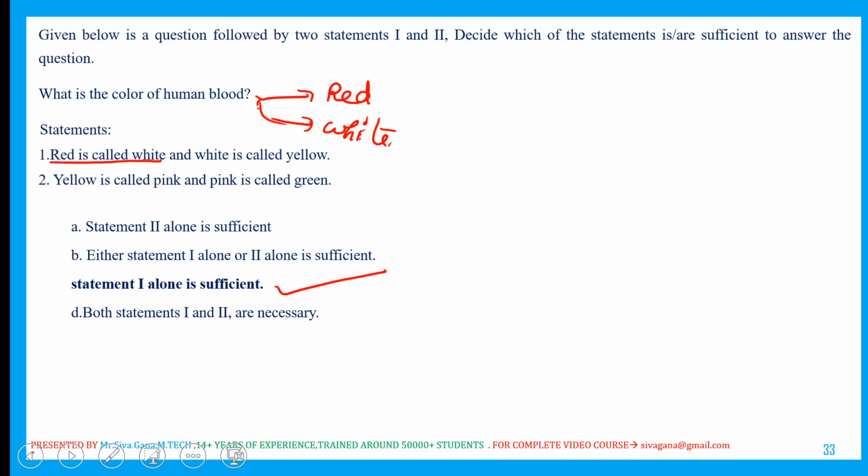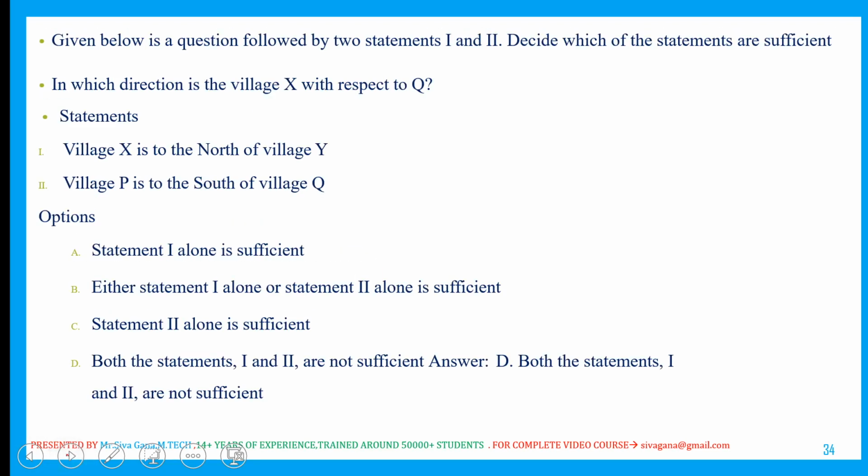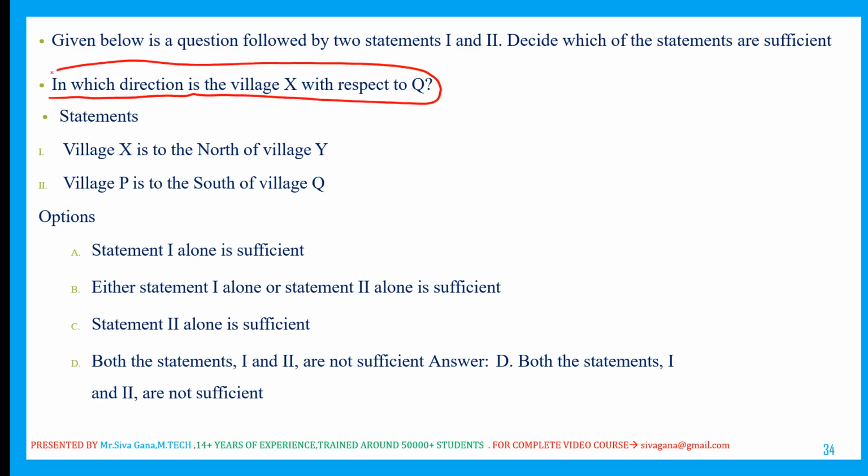No need of statement 2. I can answer the question with statement 1 alone itself. This is also a data sufficiency question. In which direction? This is the question. In which direction is village X with respect to Q? We have to say village X with respect to Q.